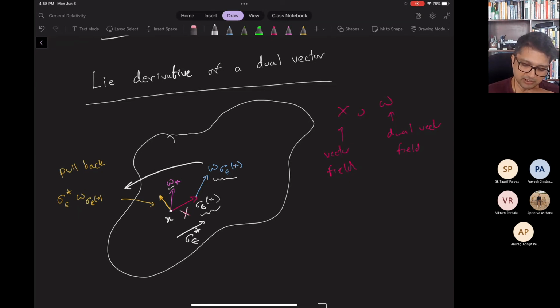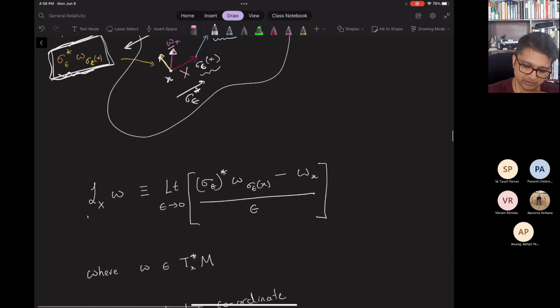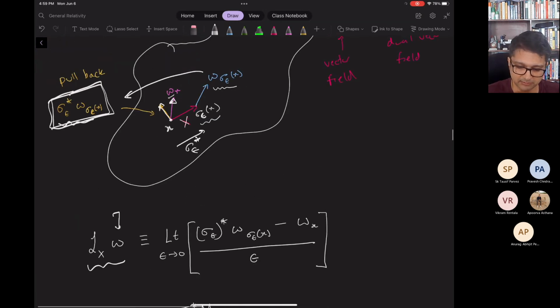Sigma_epsilon upper star pulls back dual vectors. So I pull back this dual vector, and I now take the difference between the pullback of this dual vector and the dual vector that is here, that is omega at x. That difference defines a Lie derivative acting, instead of on vectors, on dual vectors. And since the difference between these two is a dual vector, the result of this operation is not a vector, but a dual vector.